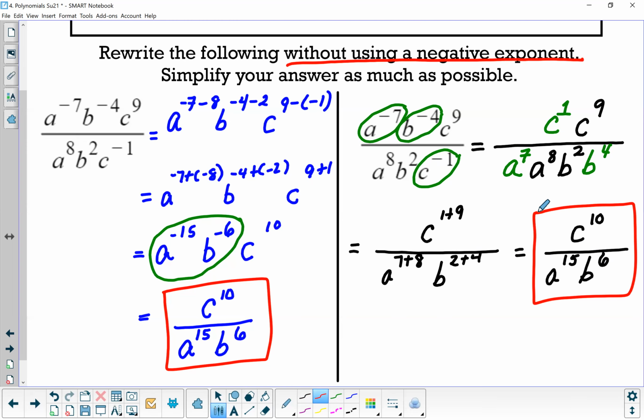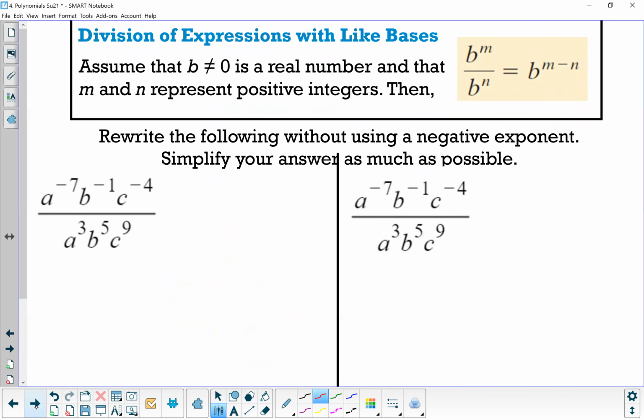Okay, why don't you try one? So we have here a to the negative 7, b to the negative 1, c to the negative 4, divided by a cubed, b to the 5th, c to the 9th. Pause the video, try this on your own, and then we will do it together.